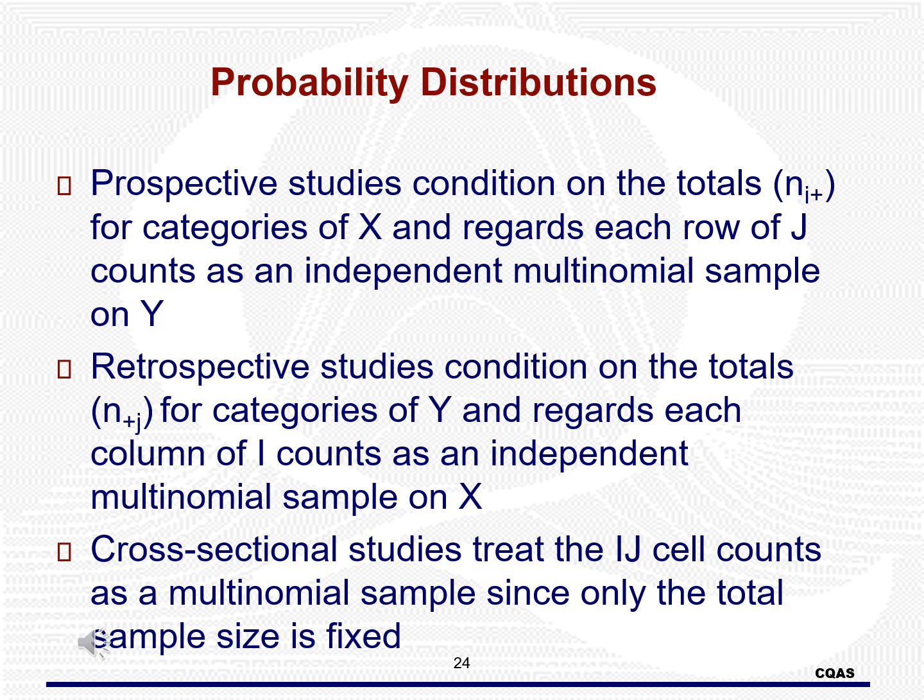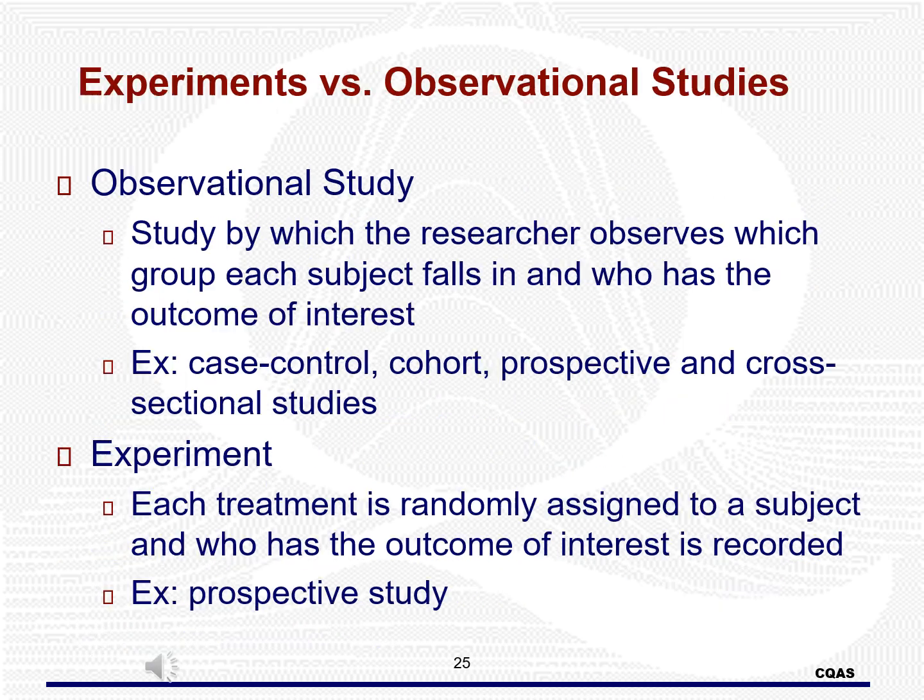Now let's discuss the difference between an observational study and an experiment. An observational study is one in which the researcher observes which group each subject falls in and then records results. Some examples of studies that match this criteria are case control, cohort, prospective and cross-sectional studies. Recall the definition of an experiment from earlier.